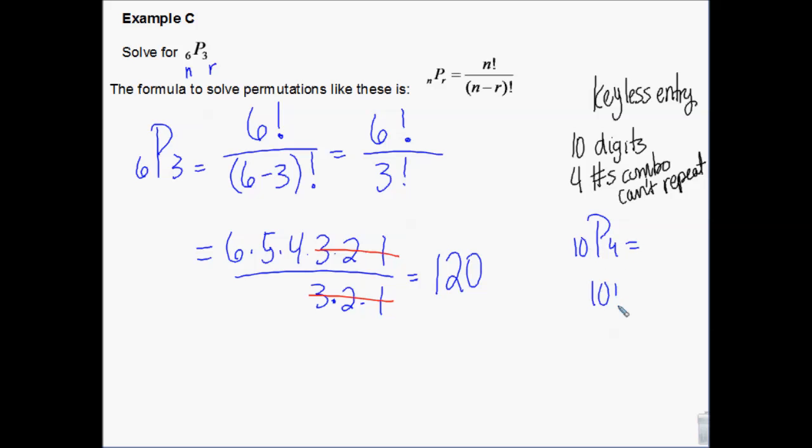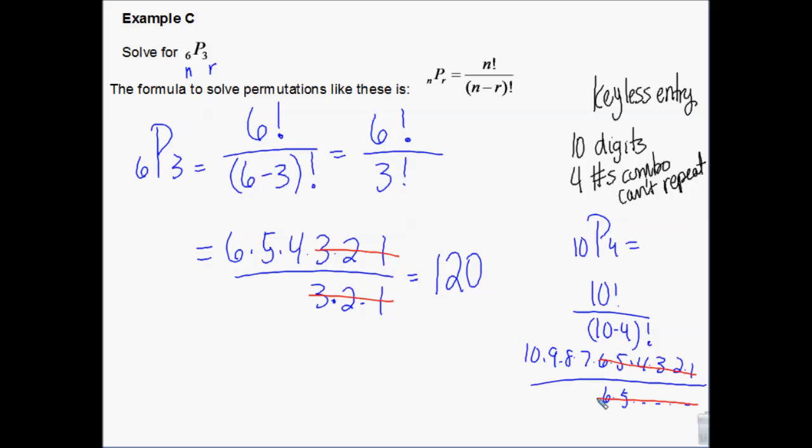So that's 10 factorial over 10 minus 4 factorial. That's 6 factorial, times 5 times 4 times 3 times 2 times 1. Those are all going to cancel out, so I have to do 10 times 9 times 8 times 7. I'm going to do that really quickly. 10 times 9 times 8 times 7 is 5,040 possible combinations.